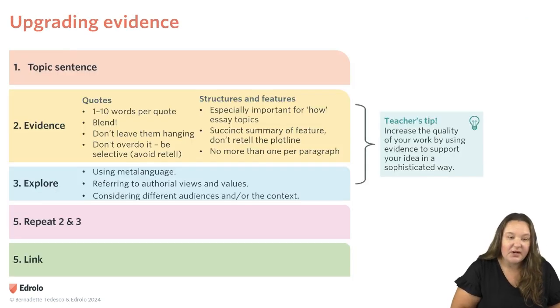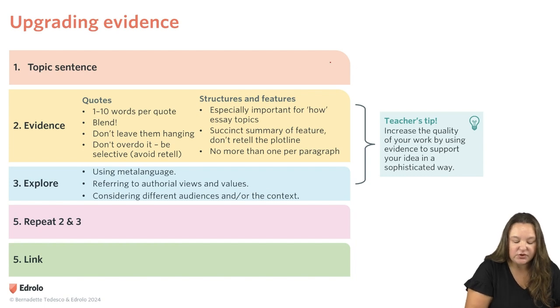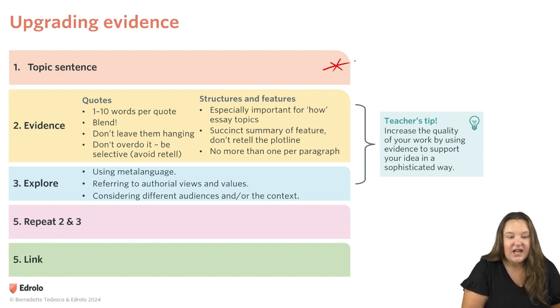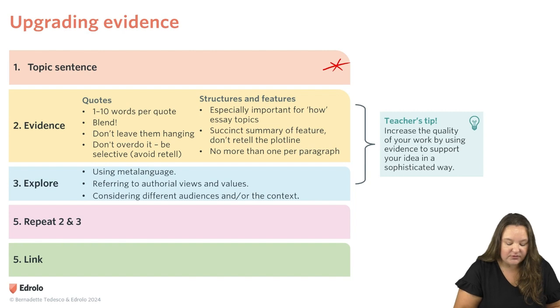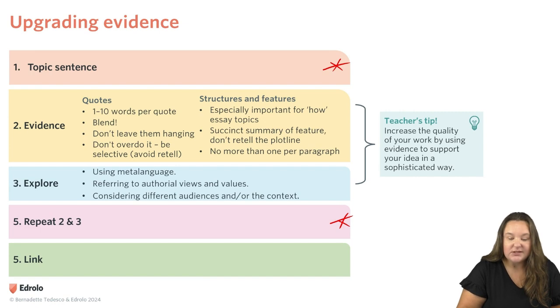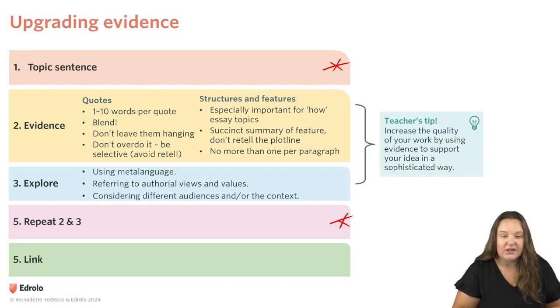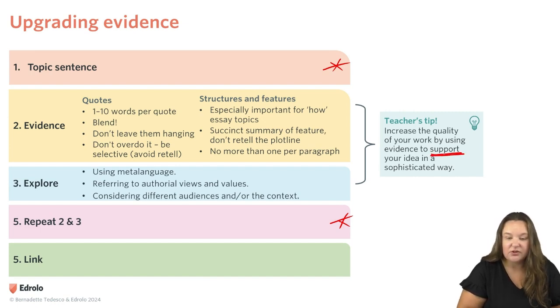This is here as a reminder of how evidence fits into the broader scheme of your body paragraph. So your evidence will always be in relation to whatever your topic sentence is, and you'll use a number of different pieces of evidence. You want to aim for about 2 or 3, and then you'll link back to your essay prompt. When you're talking about your evidence, you need to increase the quality of your work by using evidence to support your idea in a sophisticated way.